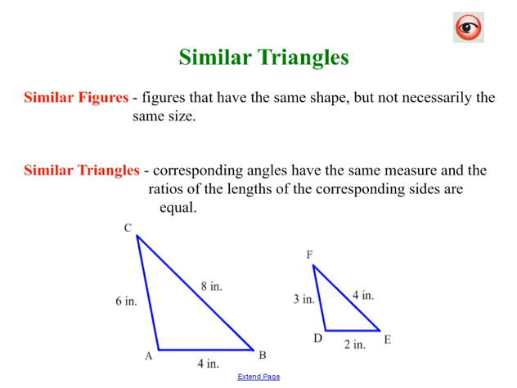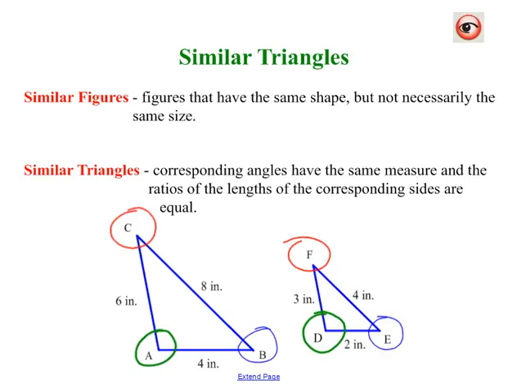Let's look at the two triangles below. These are similar triangles. Let's understand why. First of all, we have to match up our corresponding parts. It's true that angle C corresponds to angle F, angle A corresponds to angle D, and angle B corresponds to angle E.